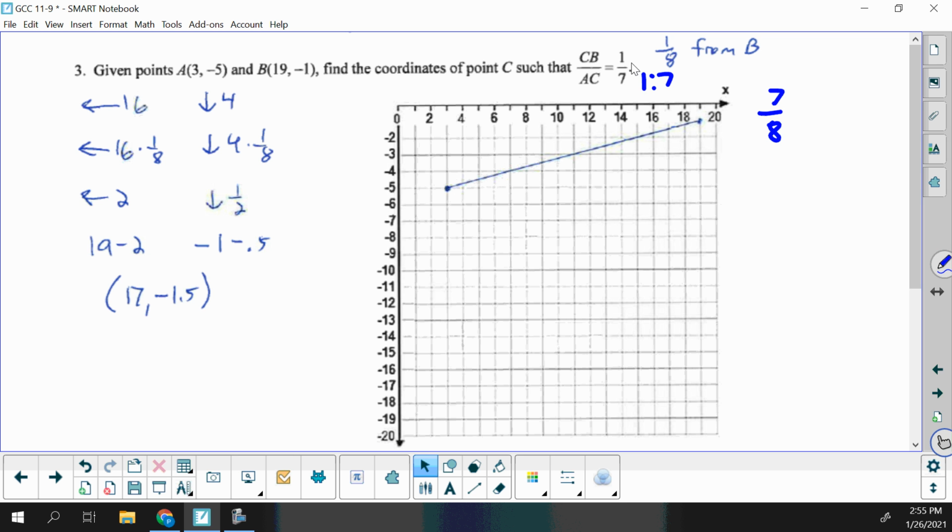Okay, and if it's one where you actually get a graph, see if it seems reasonable. 17, -1.5 would be right here. It looks like it is on our line. And it looks like the small part is over with B there, because B would be here and A would be there. So that right part should be 1, and on the left should be 7 of those parts.